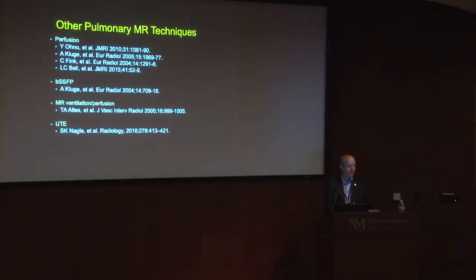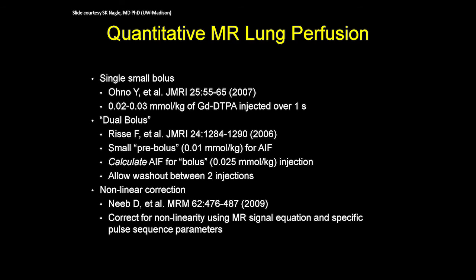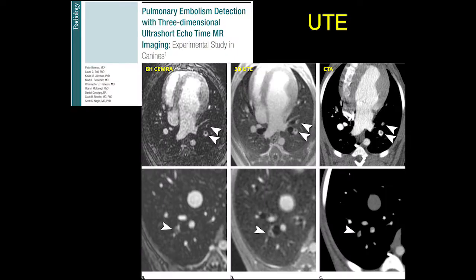There are other MRA techniques for looking at the pulmonary vessels or looking at lung perfusion. I'm not going to have enough time to go through all of those today. With respect to MR lung perfusion, there's been quite a bit of work in both qualitative and quantitative methods for pulmonary embolism, as well as other structural lung diseases and pulmonary hypertension.